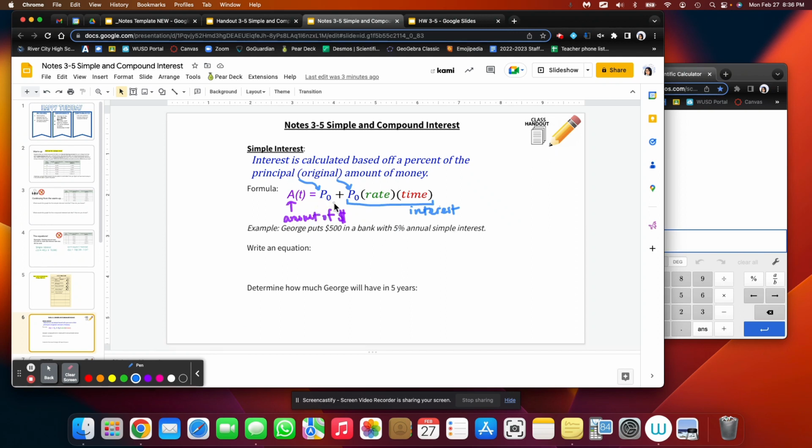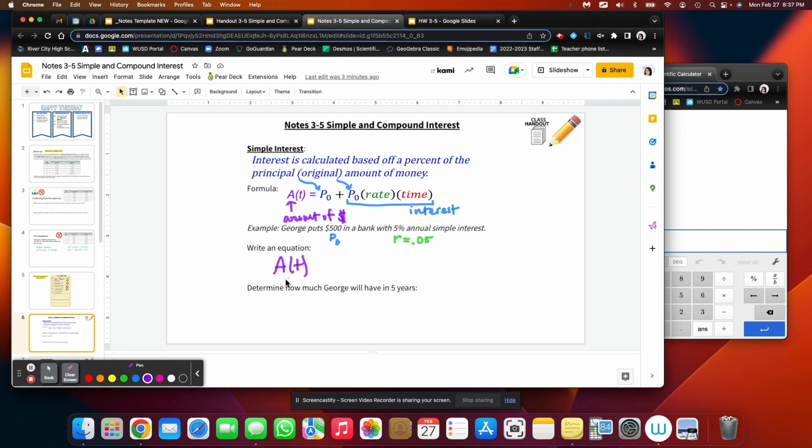Okay, so P0, the principal, the original amount, is going to be $500. And then the interest rate is going to be 5%, so that's going to be R. But remember that we should write that as a decimal, like we did with exponential growth and decay. So to do that, we move the decimal over 2 places, so it's going to be 0.05. So to write an equation for the amount of money in the account, it's going to be A of t.